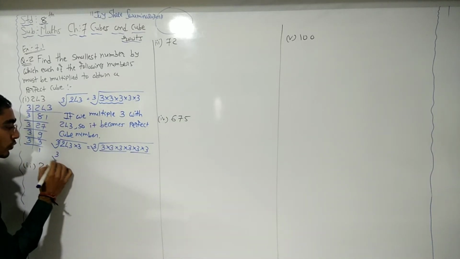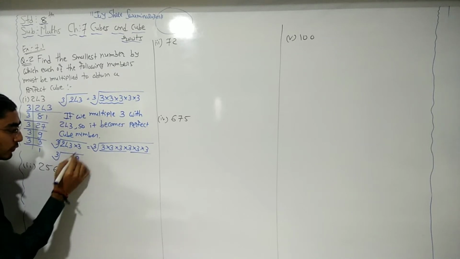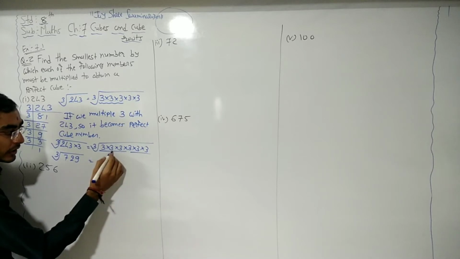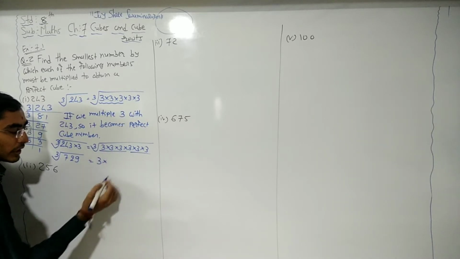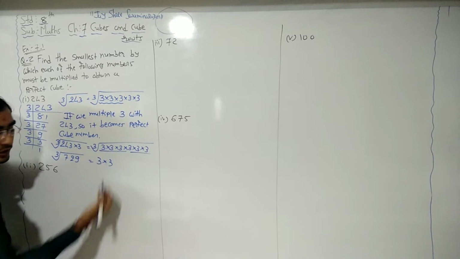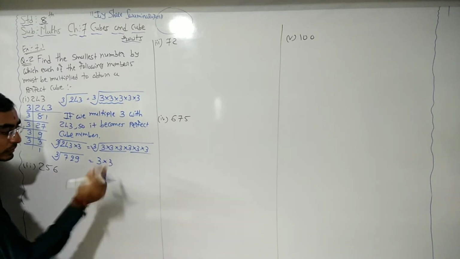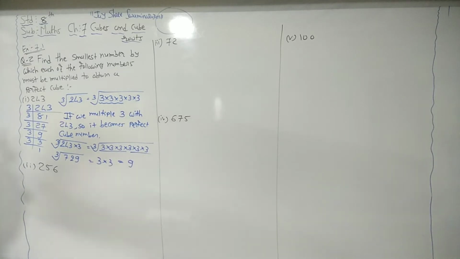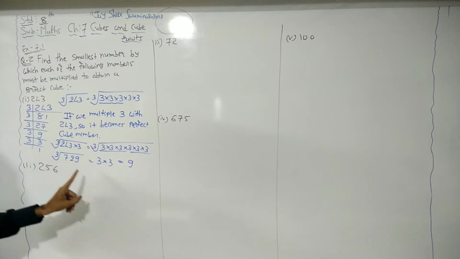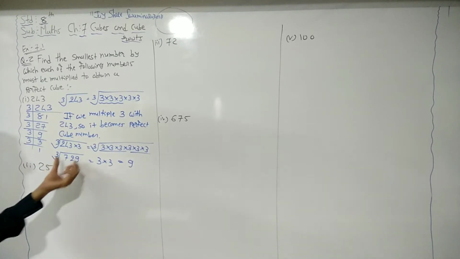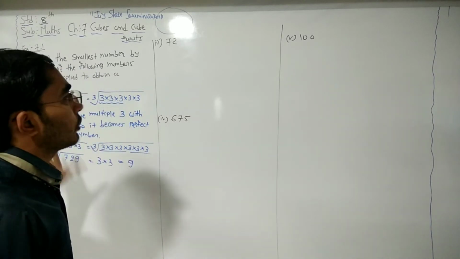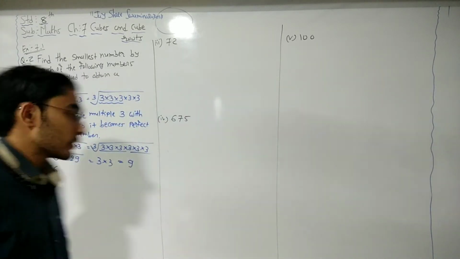So here 243 into 3: 3 threes are 9, 4 threes are 12, 3 twos are 6 plus 1 is 7. From one group we write one 3 and from the other group we write one 3. From both groups 3 times 3, so 3 threes are 9. It means if we multiply 243 by 3, it becomes 729, and 729 is a perfect cube number, and the cube root of 729 is 9. A similar process we need to apply in all these questions.